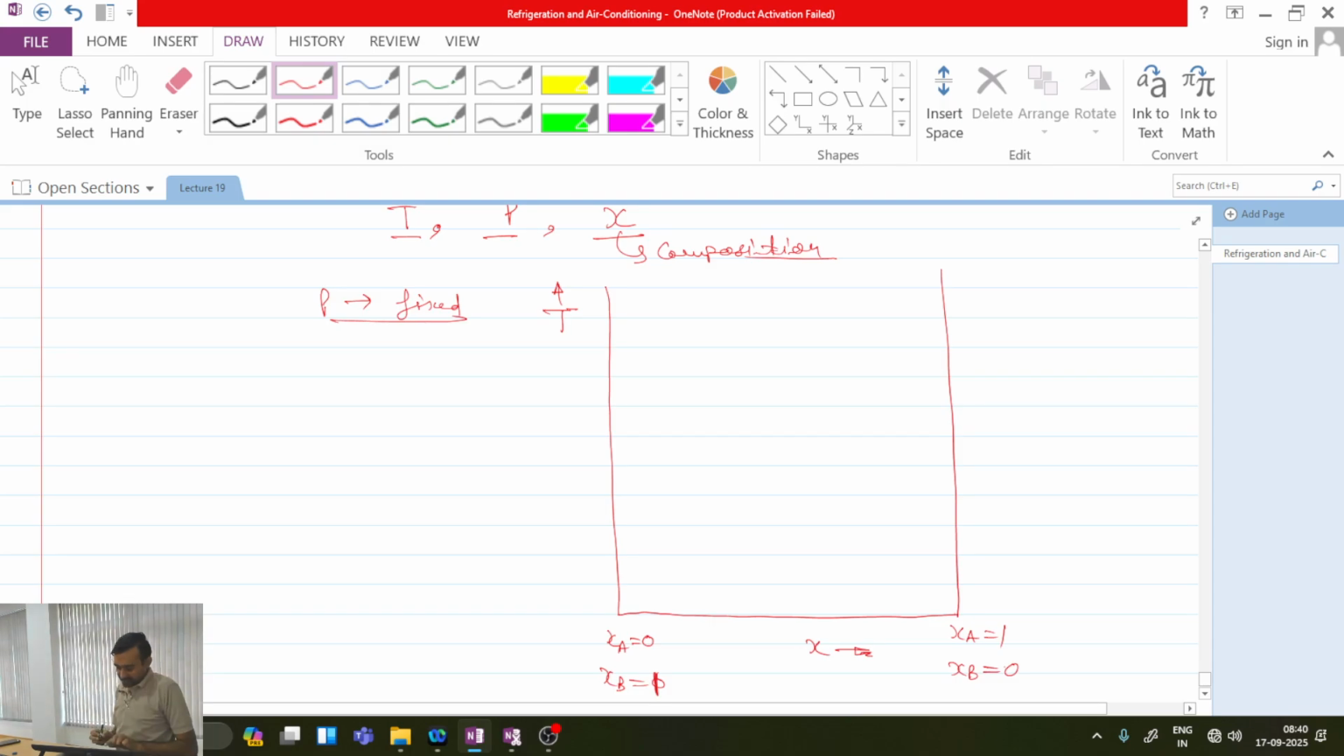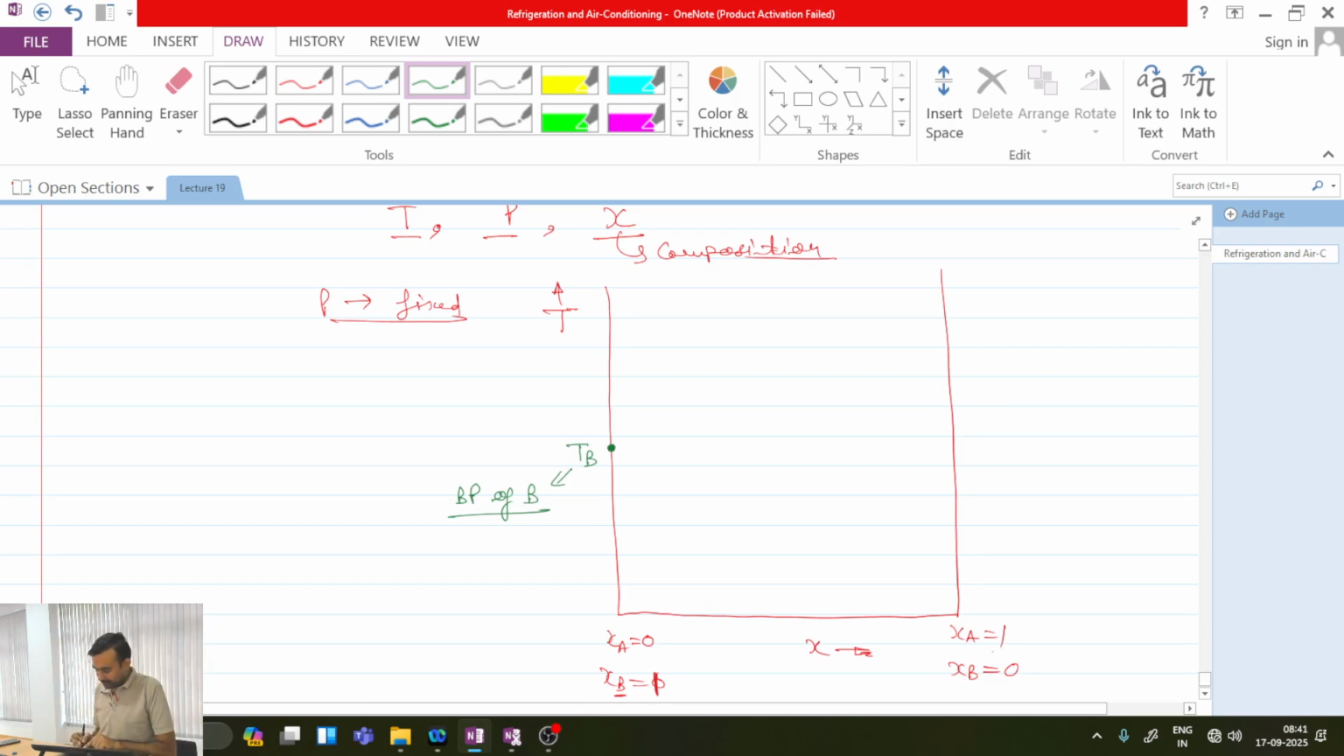Okay. So if I am referring to this point, here what do I have? Pure B. So at this point I will have some boiling point. Let me represent the boiling point of B over here. So say this is the boiling point of pure B. Okay, is this one clear? So this temperature here represents the boiling point of pure liquid B.